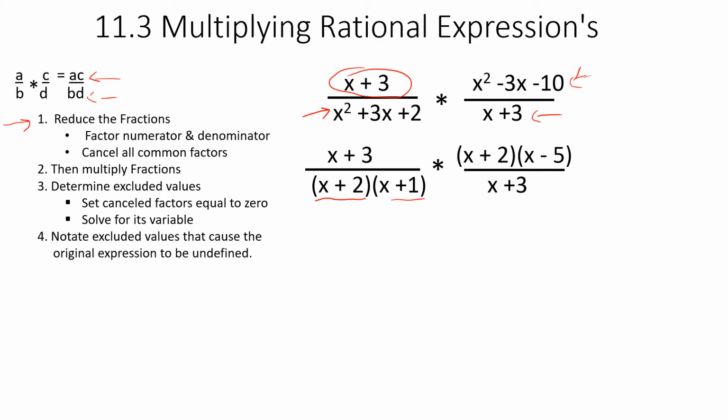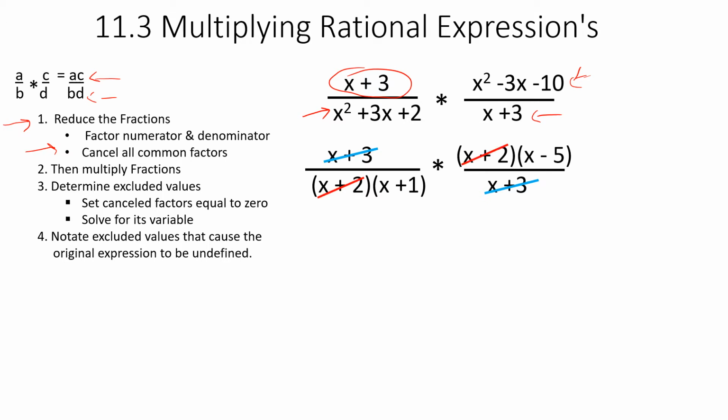You're then going to cancel common factors. So let's cancel common factors. We have the x plus 3 and the x plus 3 cancel, correct? What else do we have that will cancel? We have x plus 2, x plus 2.